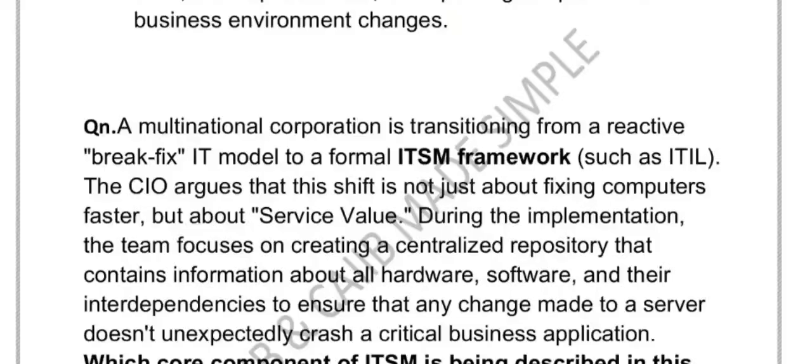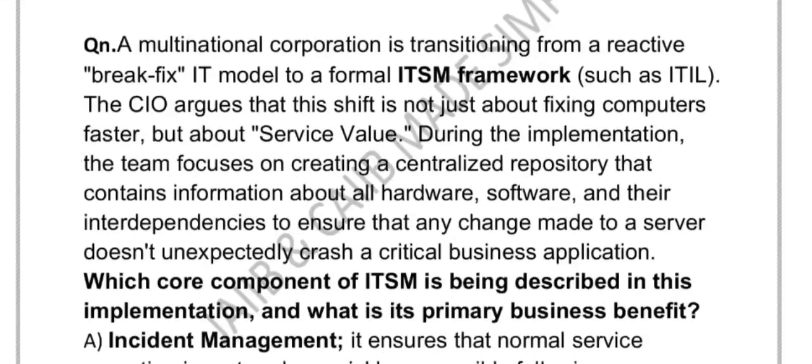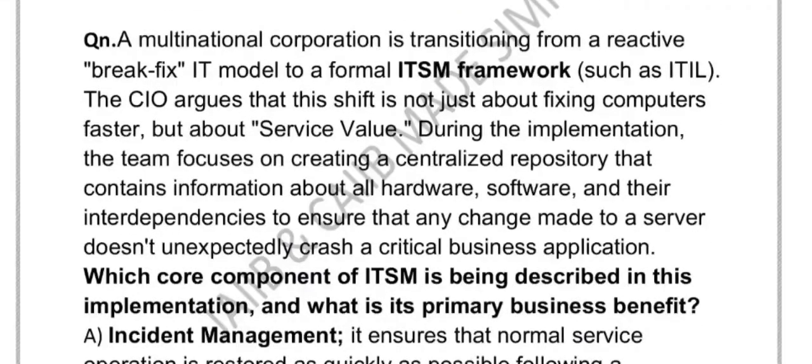So what they have given: there is a multinational company. Earlier, they were having a reactive break-fix IT model. Now they are shifting to a structured ITSM framework, like ITIL. The CIO says that this is not just about fixing computers faster, it's about the service value.